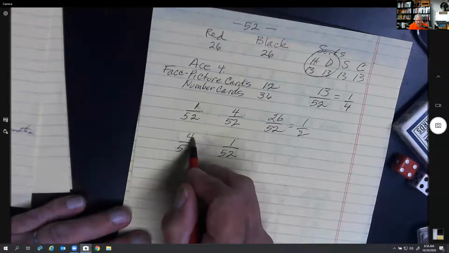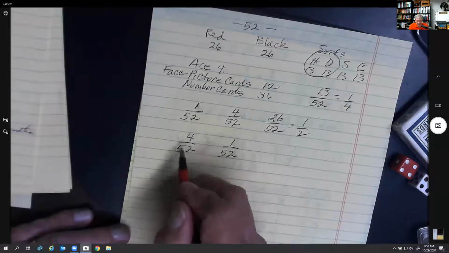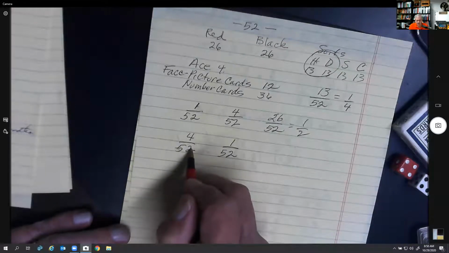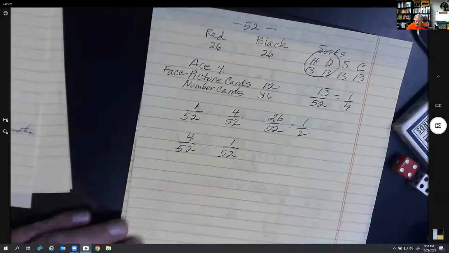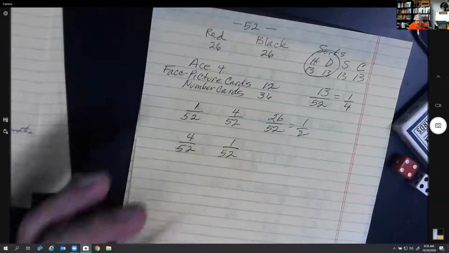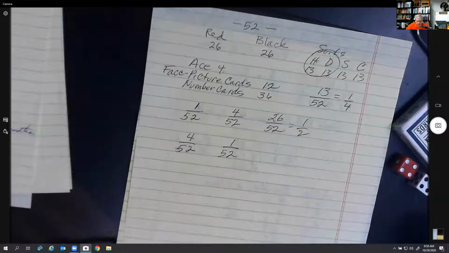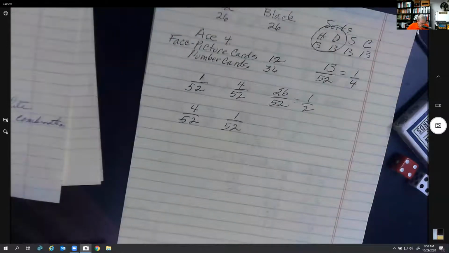I want to draw an ace. There's 4 aces, but there's 52 cards. So you get yourself a deck of cards and you can kind of fool around with this probability stuff. Let's try one more here.